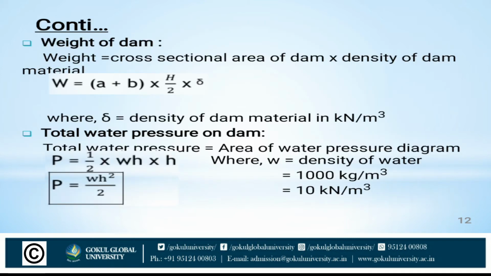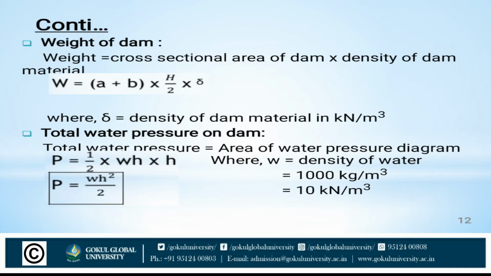Weight of dam. Weight W is equal to cross section area of dam multiplied by the density of the dam material. So we have the equation W is equal to (A plus B) multiplied by H by 2 multiplied by delta, where delta is equal to density of material, which is measured in kilonewton per meter cube.